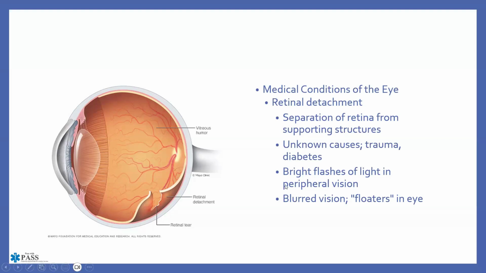Bright flashes of light in the peripheral vision is one of the indications where people will say that they need to be seen, and that is where the determination comes in that this is a retinal detachment situation. And they will also tell you that they have those floaters in the eye.